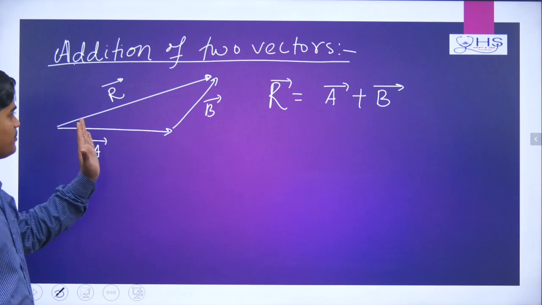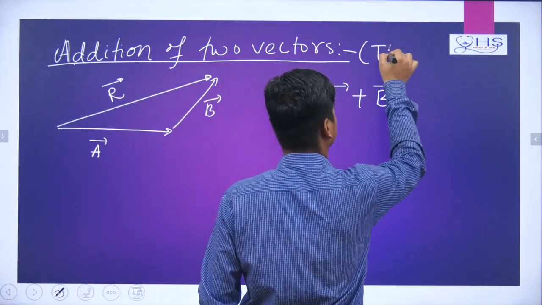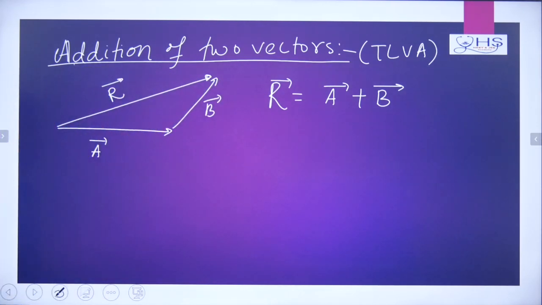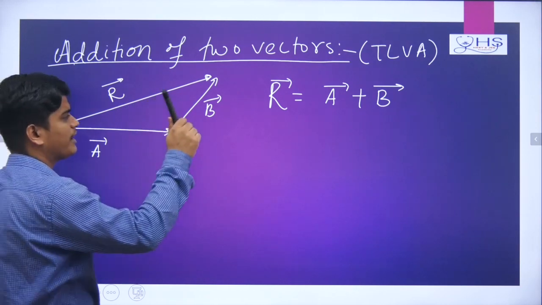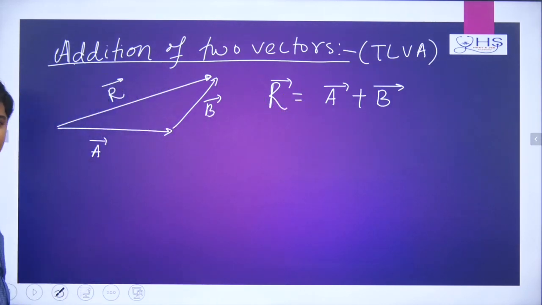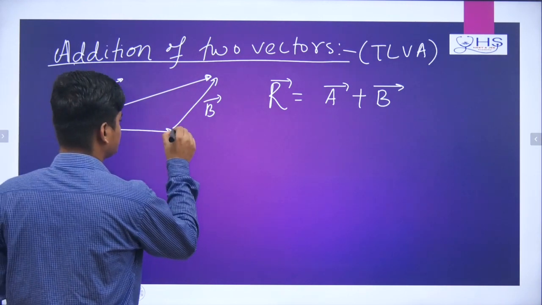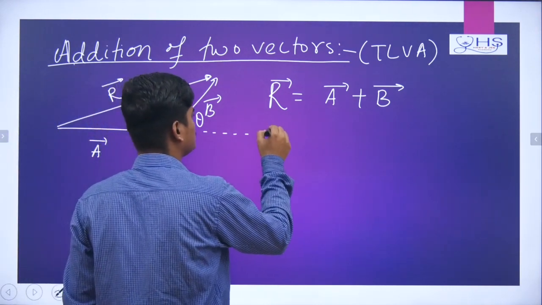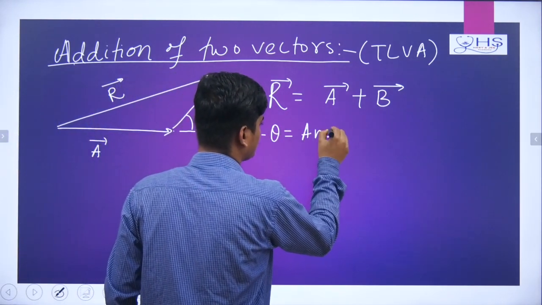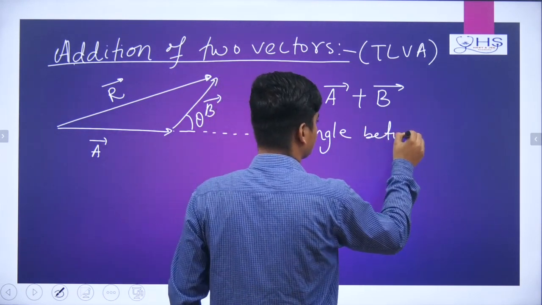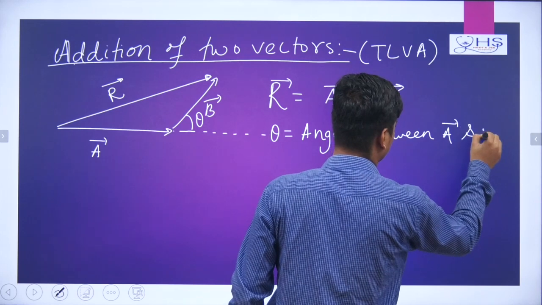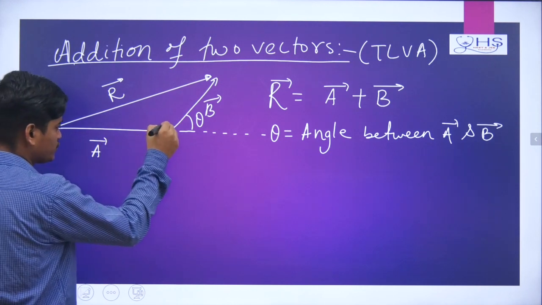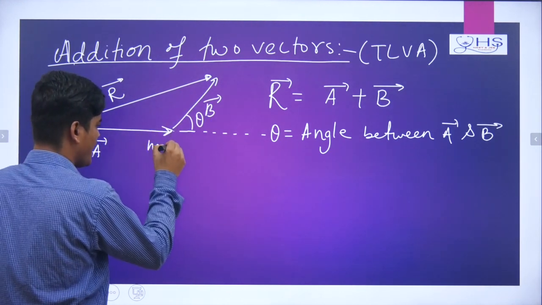Now in this case, listen, this is also called the triangle of vector addition, TLVA, because it forms a triangular shape. This is the A vector, this is the B vector. Now you need to find the R vector. R vector is equal to A vector plus B vector. Here this angle is theta. Theta is the angle between the A vector and the B vector. Okay. Now you see here, the joining is given as head to tail.